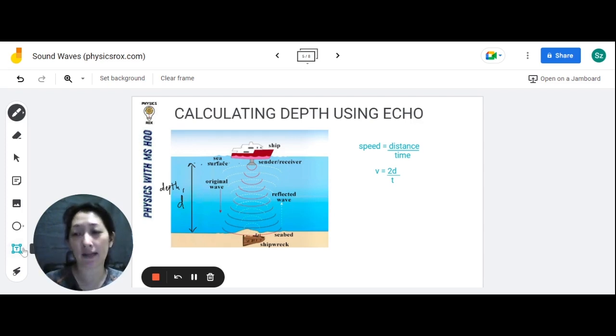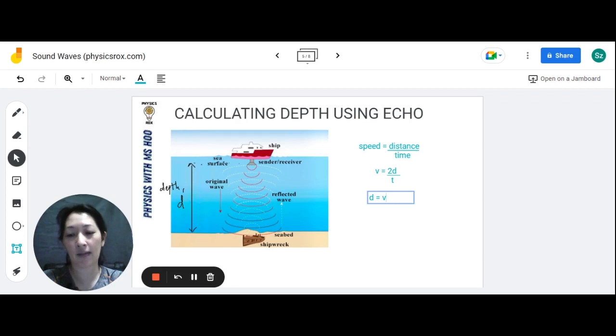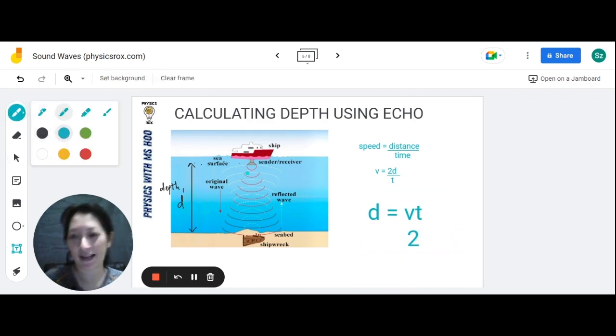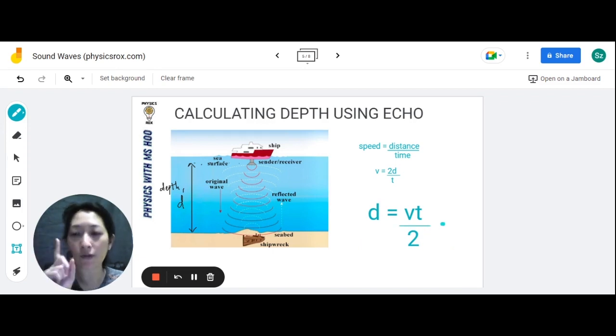So if you want to calculate distance, then you just need to rewrite this formula, and you would get D equals, bring the T up, you get VT, bring the T down, divided by 2. In fact, just to emphasize this, I'm going to make this a lot larger so that you will remember this formula. And this is the formula you can use when you're calculating depth. Now, remember, you only divide it by 2 when the sound has traveled there and back, traveled down and come back. If it only travels one direction, no need to divide by 2. It's got to go and come back, then you divide it by 2.